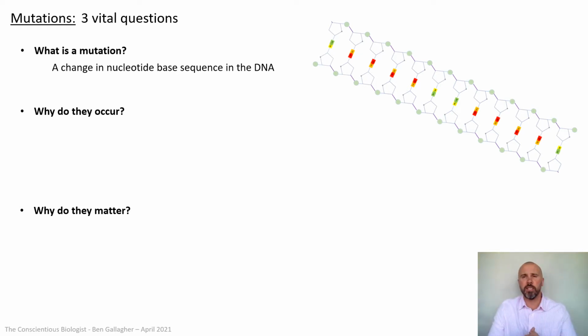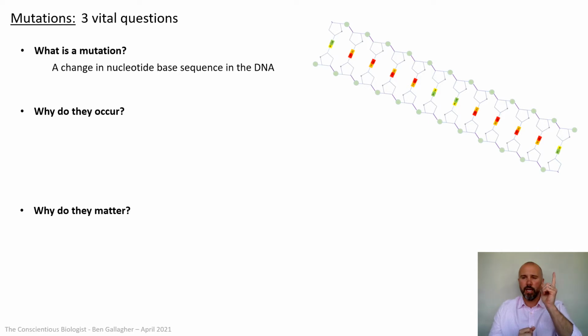So if you look at this piece of DNA up above me here, this is from the DNA biochemistry lesson, you can see the nucleotides lined up in the two sugar phosphate backbones that run anti-parallel to each other. You can see the coloured complementary nitrogenous base pairs there, adenine with thymine, cytosine with guanine, held together by their hydrogen bonds.